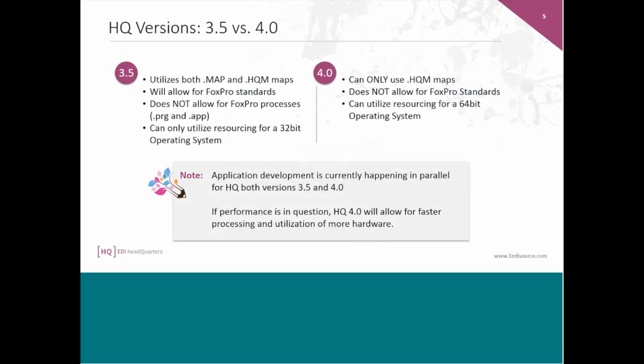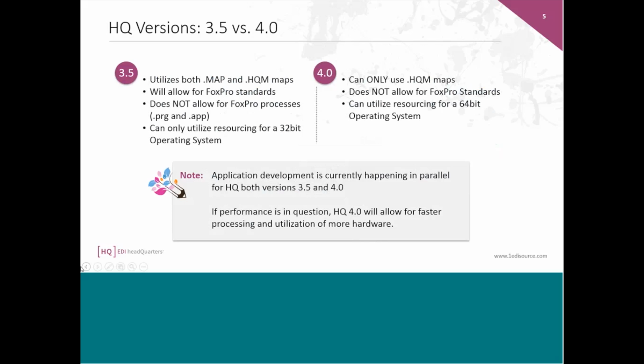Even though application development is currently happening in parallel for both 3.5 and 4.0, there are some differences between the two versions. The major difference being 3.5 is a 32-bit application and version 4 is a 64-bit application. So if performance is in question, version 4 will allow for faster processing and utilization of more resources.